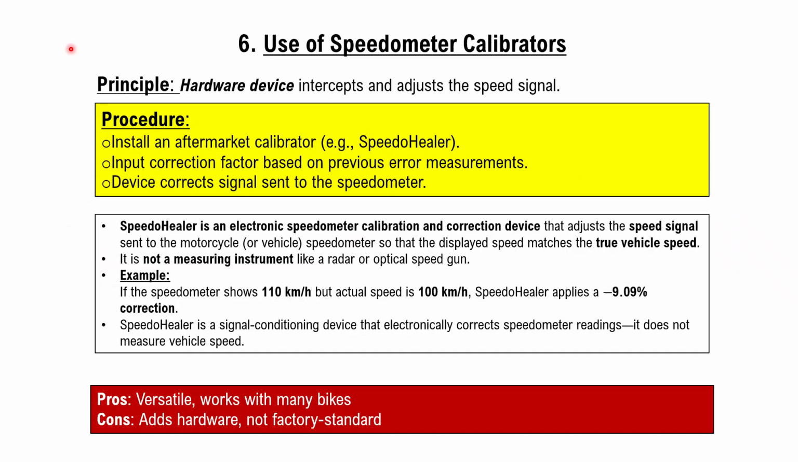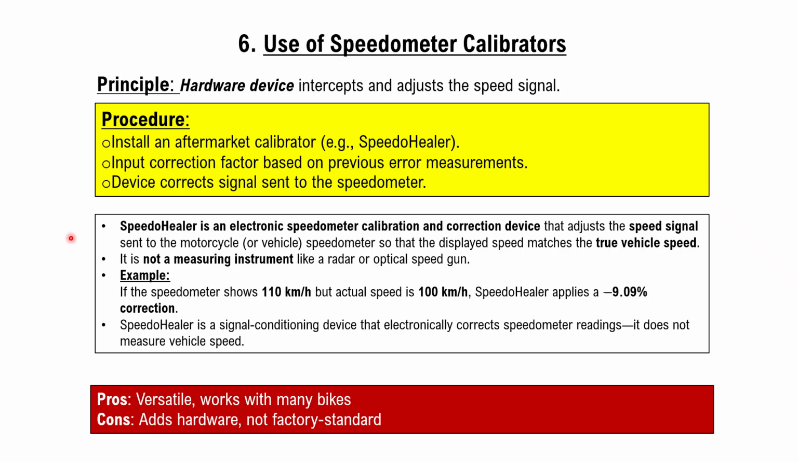Sixth method could be the use of speedometer calibrators. Principle: hardware devices intercept and adjust the speed signal. Its procedure is: install an aftermarket calibrator, for example, Speed Healer, input a correction factor based on previous error measurements, and the device sends the corrected signal to the speedometer. Its pros are it's versatile and works with many bikes, and its cons are that, as hardware, it is not factory standard.